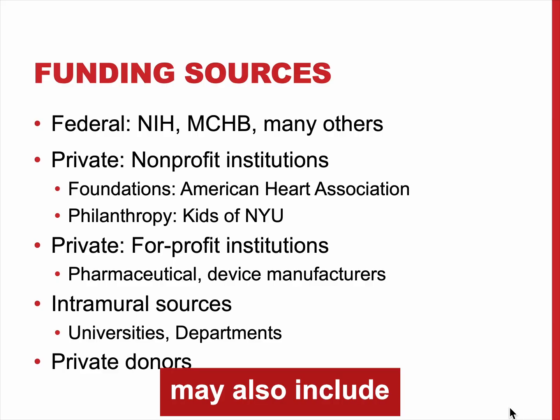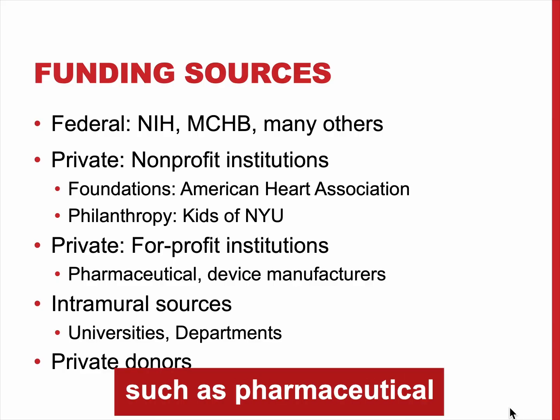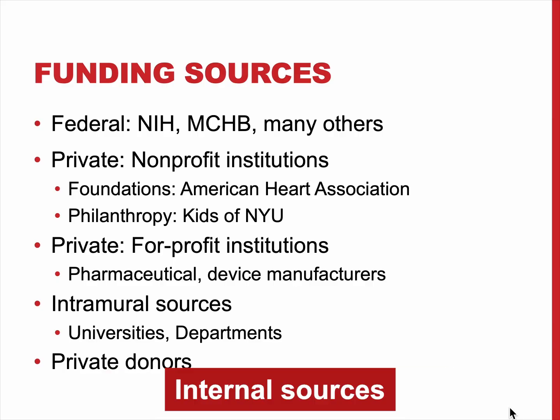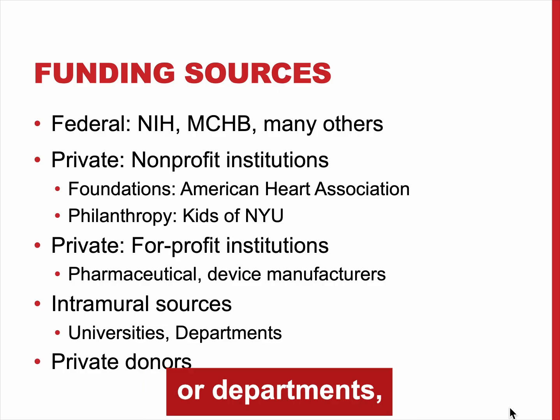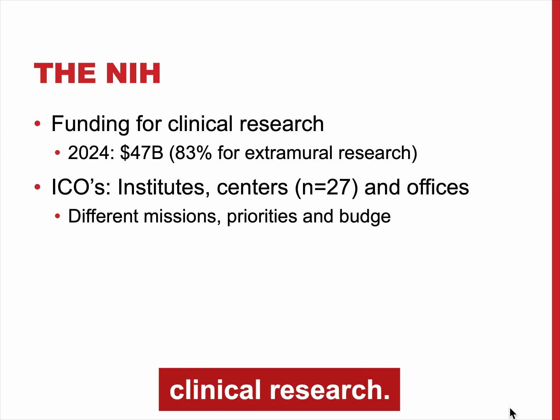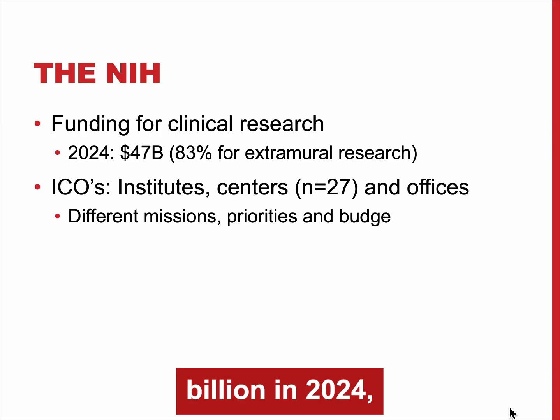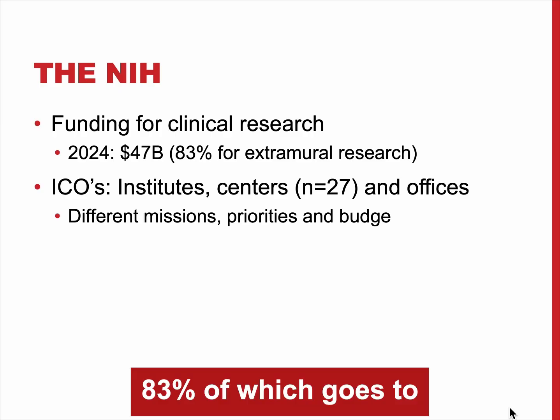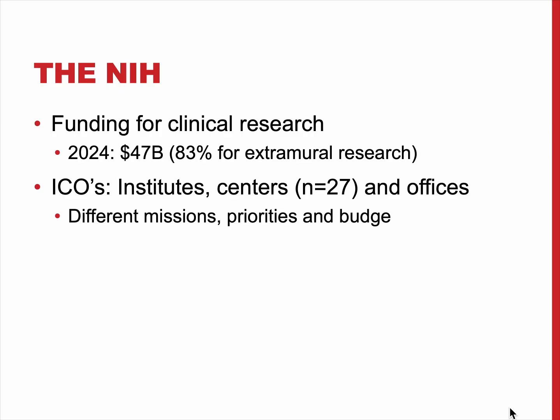Private sources may also include for-profit sources, such as pharmaceutical or device manufacturers. Internal sources may be universities or departments, and private donors may also be a funding source. The NIH is the principal source of federal funding for clinical research, with a budget of $47 billion in 2024, 83% of which goes to extramural research.